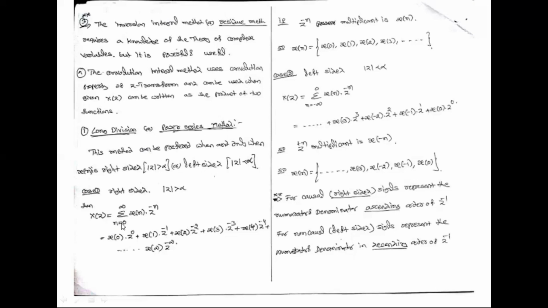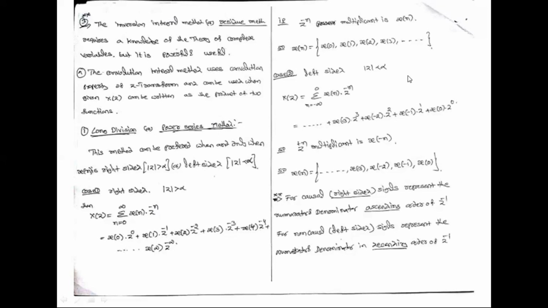Alright. Now if I am taking from the right side, it means the sum from 0 to infinite of x of n z power minus n. Expand this function by the long division method, or the power series: x of 0 z power 0, x of 1 z power minus 1, and so on, x of infinite z power minus infinite. Here z power minus n has the multiplicand x of n, so the series is x of 0, x of 1, x of 2, x of 3, and so on.